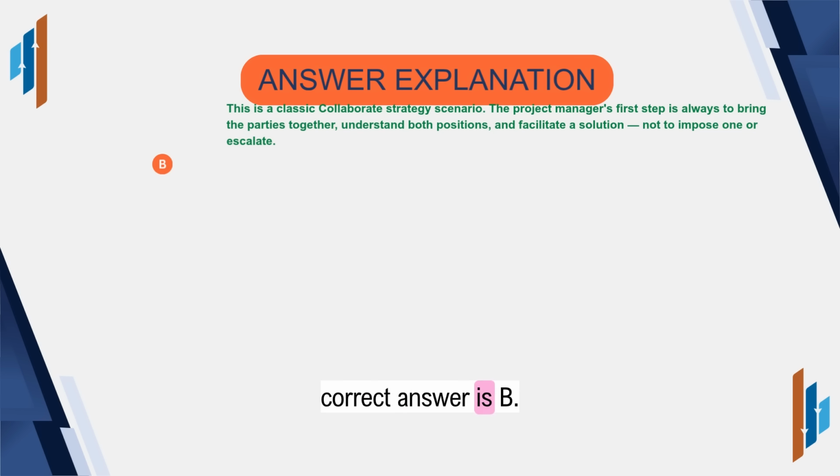The correct answer is B. This is a classic collaborate strategy scenario. The project manager's first step is always to bring the parties together, understand both positions, and facilitate a solution, not to impose one or escalate.